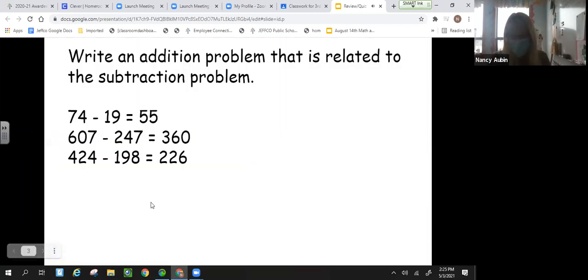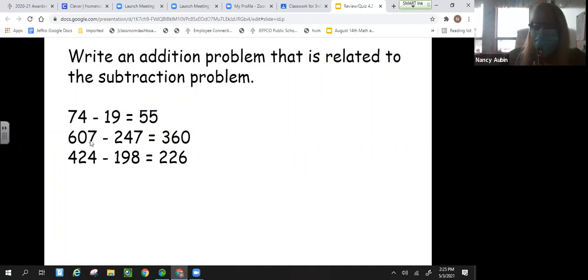All right, so now I want you to try writing an addition problem that is related to the subtraction problem. I'm giving you the answer, you don't even have to do the thinking, but that was the basic to show and remind you of that relationship. How can we apply that when it's double digit and triple digit? I'll do the first one for you.